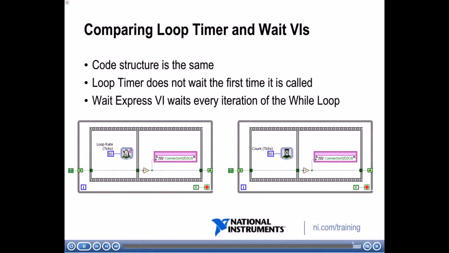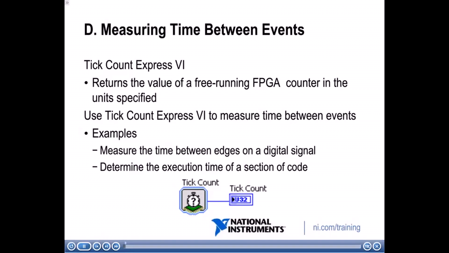Now you can create delays between events using the wait express VI. Next, we will measure time between events using the tick count express VI. In the previous section, we created delays between events using the wait express VI. By the end of this module, you will be able to measure time between events using the tick count express VI.